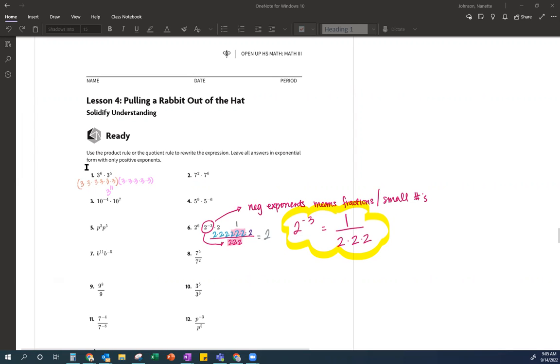So here, if you read the directions, it says use the product rule or quotient rule to find the expression. Leave all answers in exponential form with only positives. And if you think about what you did, you can come up with that rule of what you do with exponents when they look like this. So I want you to think: where do I see that 4 here? Where does that 4 live? And I'll give you a little hint: you had to remember that that 2 has an invisible exponent of 1.